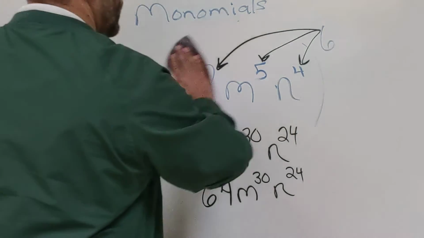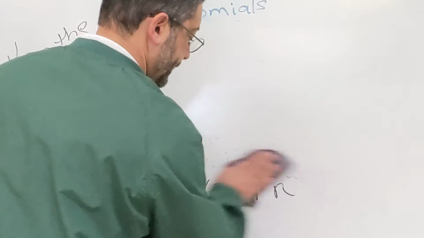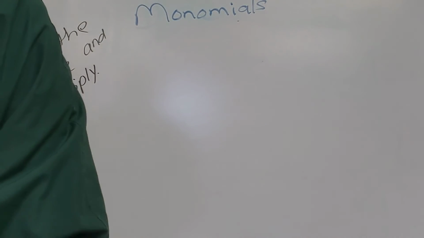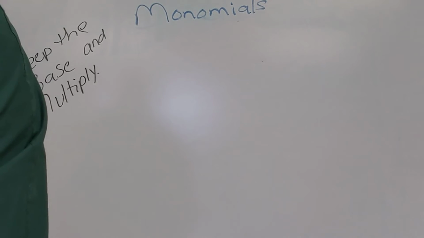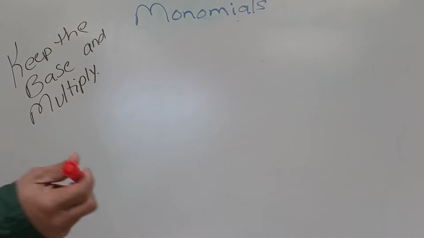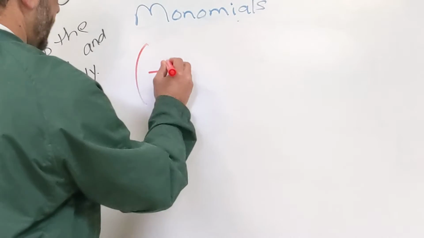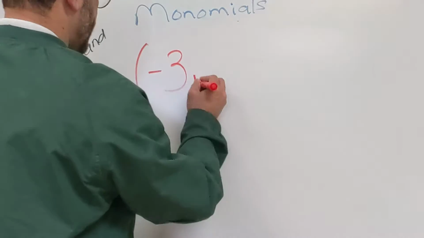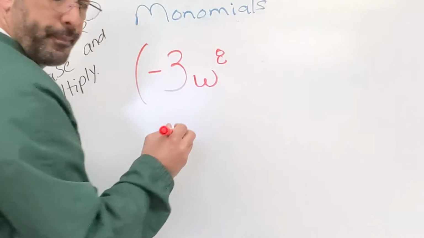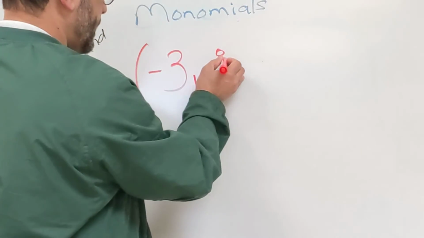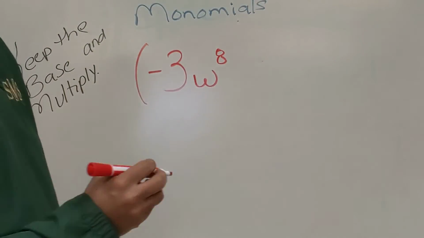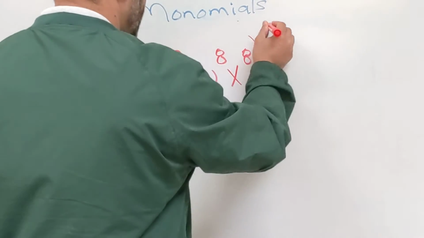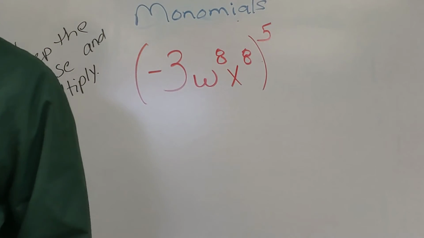All right, so let's do another. This is one of my favorite things to do in math. It's one of my favorite things to teach in math. Though some of you might be saying everything's your favorite thing to do and teach in math. Well, yes it is. So I have -3, and I'm going to have w to the 8th power, and then I'm going to have x to the 8th power, and all that's going to be raised to the 5th power.